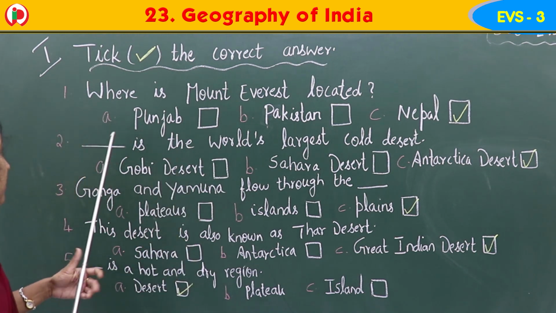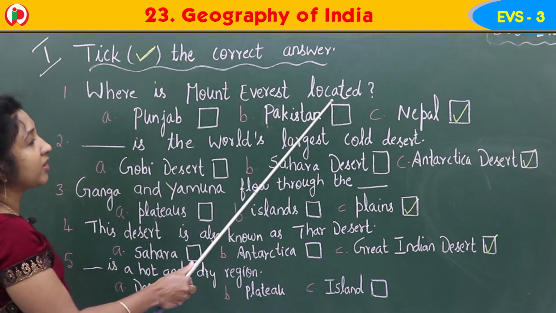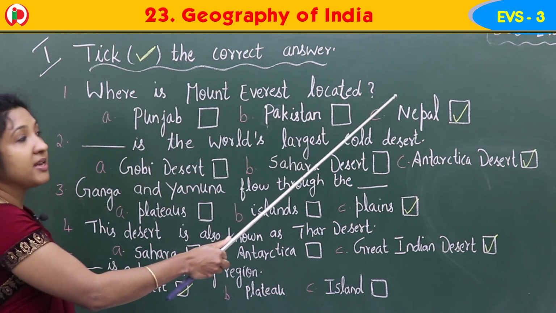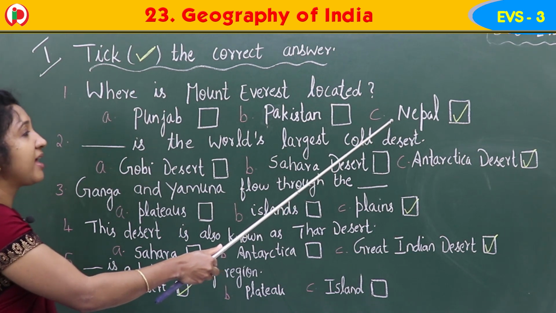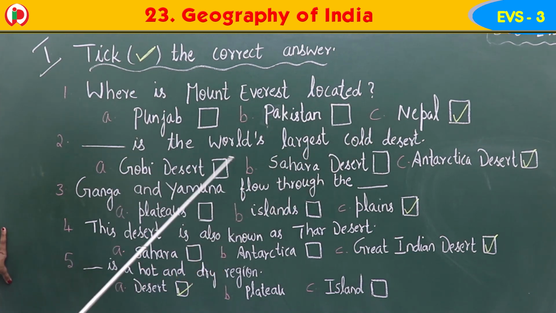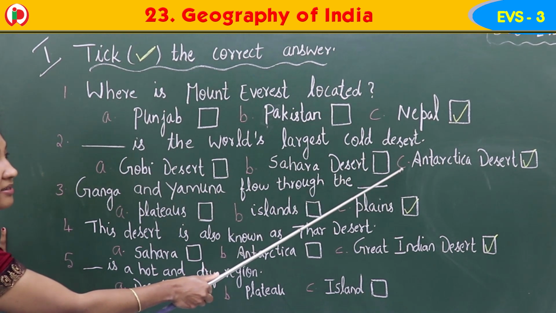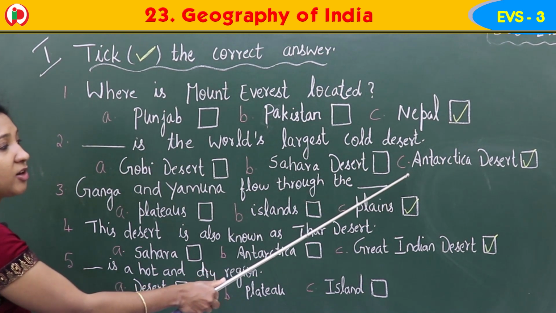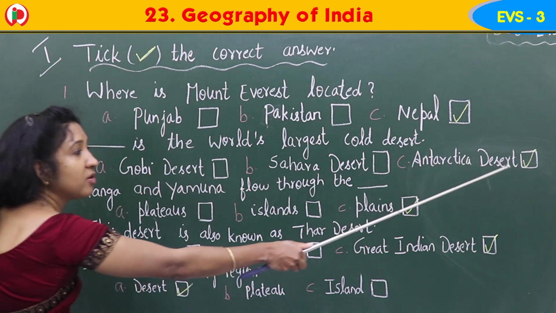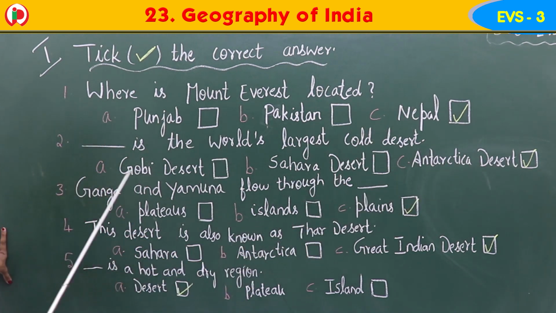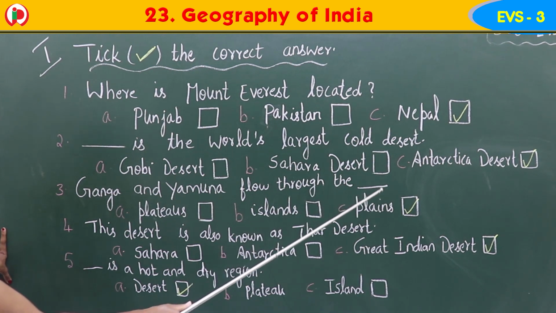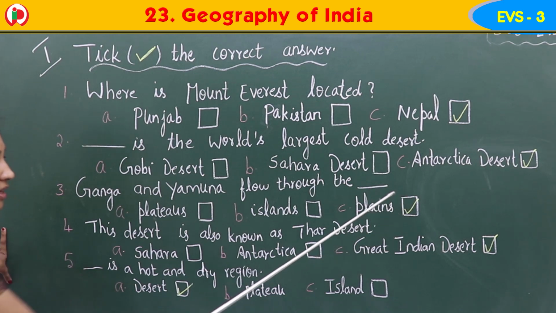Yes, so the first one, where is Mount Everest located? It is located in Nepal. Option C is the right answer. Second, dash is the world's largest cold desert. The world's largest cold desert is Antarctica Desert. Option C is the right answer. So give the tick mark here. Third, Ganga and Yamuna flow through the plains. Option C is the right answer. So give a tick mark here.